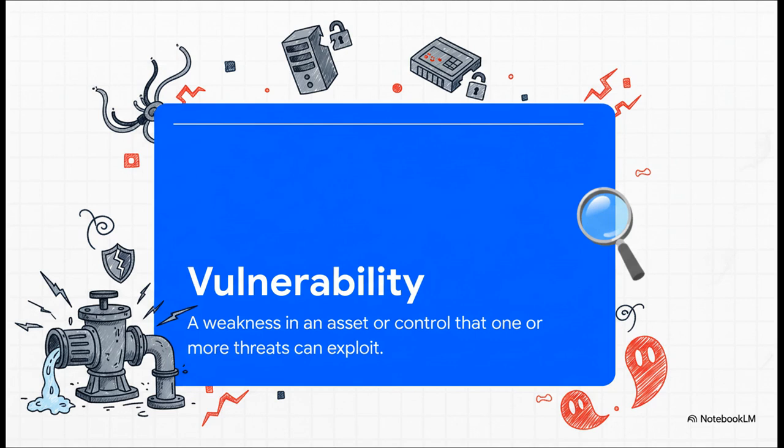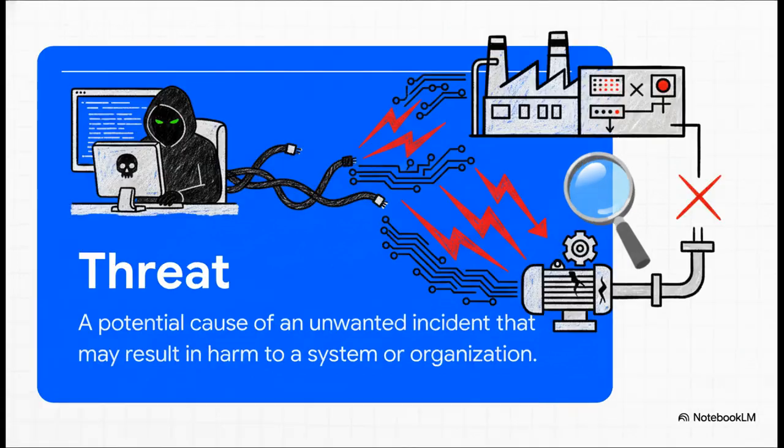Now, that asset of ours, our pump, can have a vulnerability. A vulnerability is just a weakness, a flaw that someone or something could take advantage of. In our story, this critical water pump is running on old software that hasn't been patched in ages. That outdated software, that's a huge vulnerability, just sitting there waiting to be exploited. Okay, so we have a vulnerable pump.